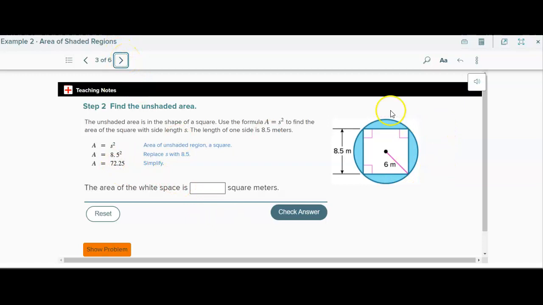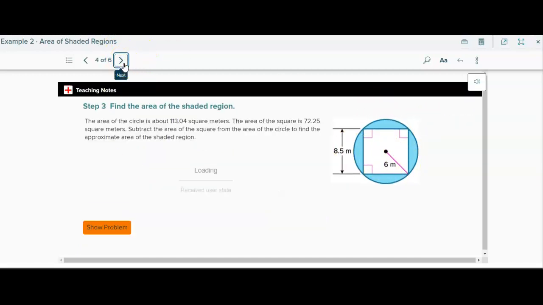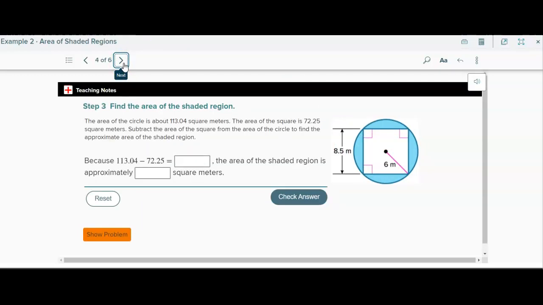So step 1, area of the whole thing. Step 2, area of the unshaded part. And then step 3, we're going to subtract the 2. Area of the circle, which is 113, minus the area of the square, which is 72. And that gives us the area of the shaded region, which is 40.79. So the area of the shaded region is 40.79 square meters.